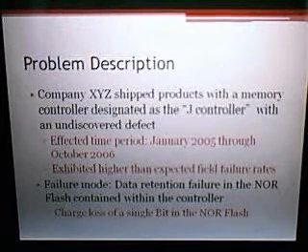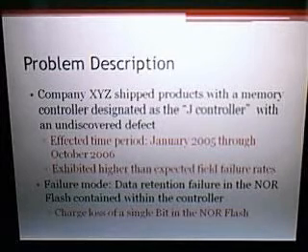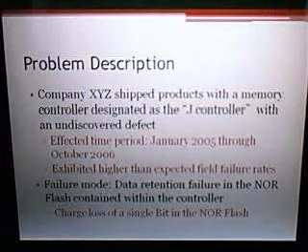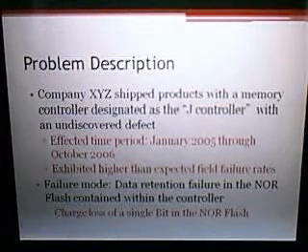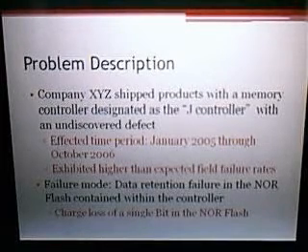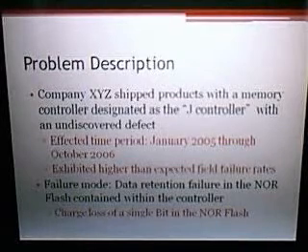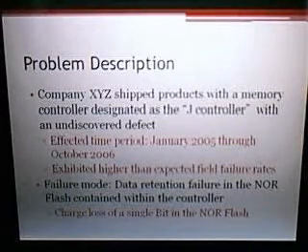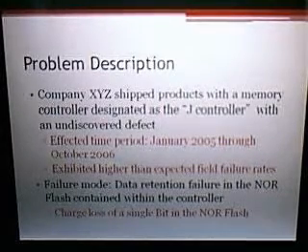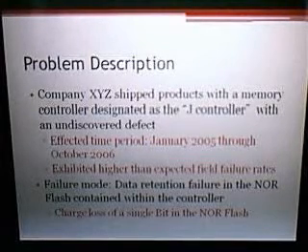In this time period, the products exhibited a higher than expected field failure rate. The root cause was unknown until further investigation was employed, and at that time the failure mode was determined to be a data retention failure in the NOR flash portion of the controller. Data retention in this case was caused by a charge loss of a single bit in the NOR flash that caused a charged cell to transition to an uncharged state, or basically from a value of a 1 to a 0.